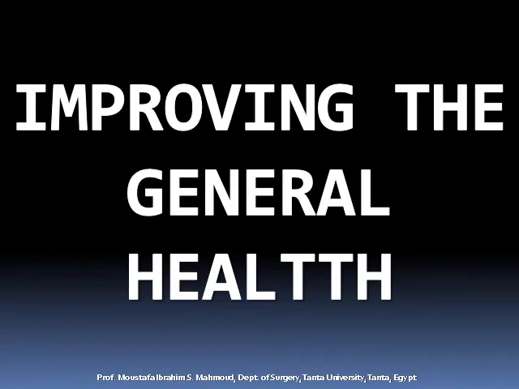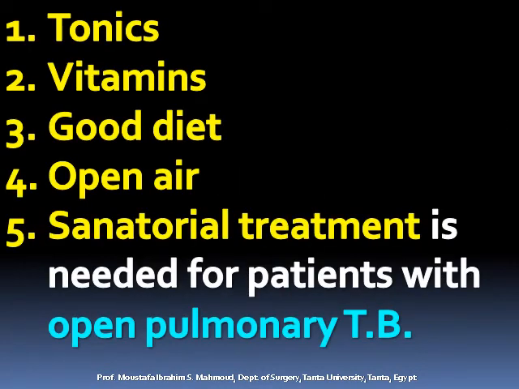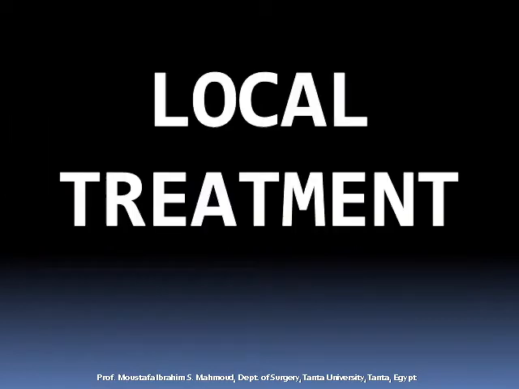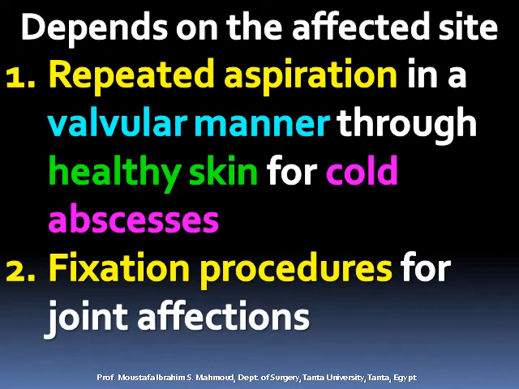Improving the general health: tonics, vitamins, good diet. Open air sanatorial treatment is needed for patients with open pulmonary TB. Local treatment depends on the affected site: repeated aspiration in a valvular manner through healthy skin for cold abscesses, and fixation procedures for joint affections.